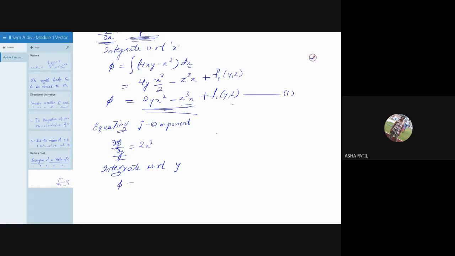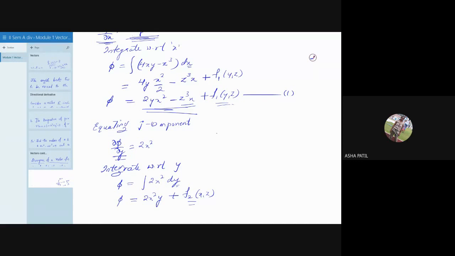So that gives us φ equal to the integration of 2x² with respect to y. The integration of 1 is y, plus a function in the form of x and z. We'll write f2 of xz. Earlier we added f1 of yz. Since we integrated with respect to y, we'll add a constant as a function of x and z. This is again our φ only. Let us call it equation 2.